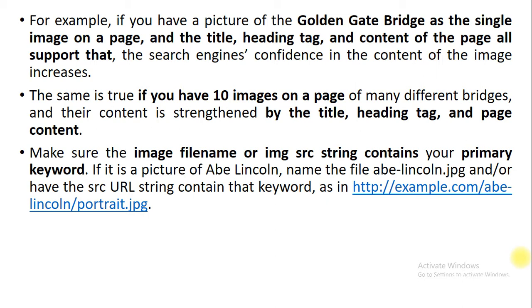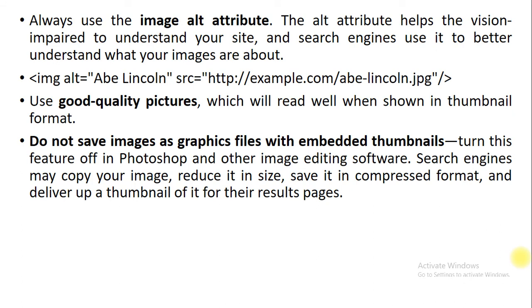Next is called image file name and image src string. Your file name should be such that it represents the image, right? So instead of giving image1.jpg, you just need to give the name through which you are going to represent the image file. Next is called image alt attribute. In the image alt attribute, you can set text describing the purpose for which your image is created.